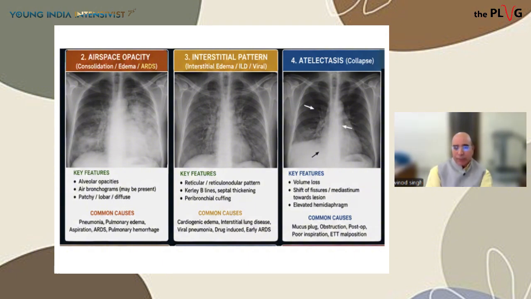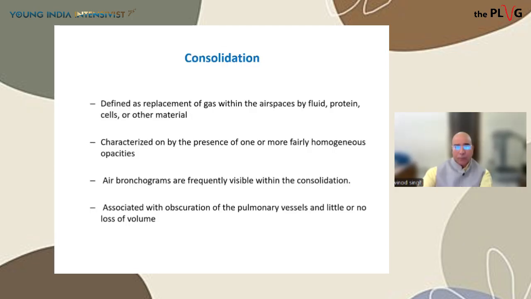Atelectasis is different. You can find the volume loss, you can find the shift in the fissure, you can find the elevated diaphragm, as you can see. The common causes are mucus plug, obstruction, post-operative, and poor inspiration. Now, consolidation, the most common finding you can see in the X-ray. It is defined as the replacement of gas within the airspace by fluid, protein, cells, or other material, characterized by the presence of air bronchogram and homogeneous shadow, and it is associated with obscuration of the pulmonary vessels and little or no loss of volume.